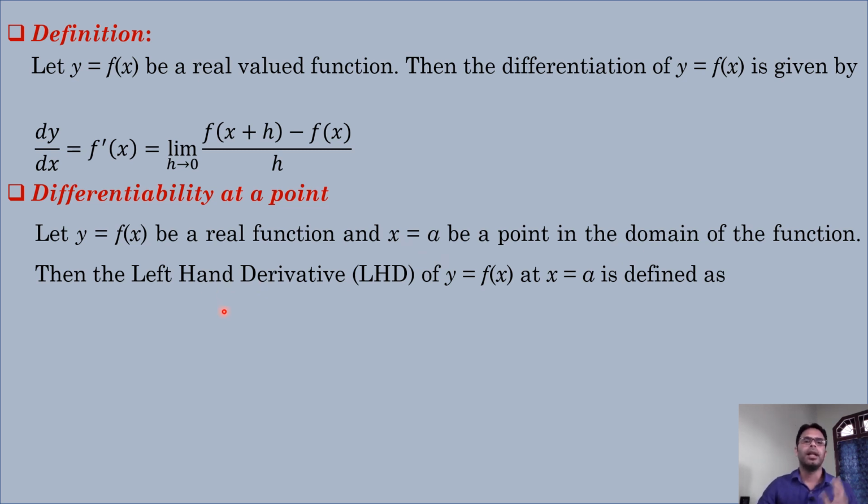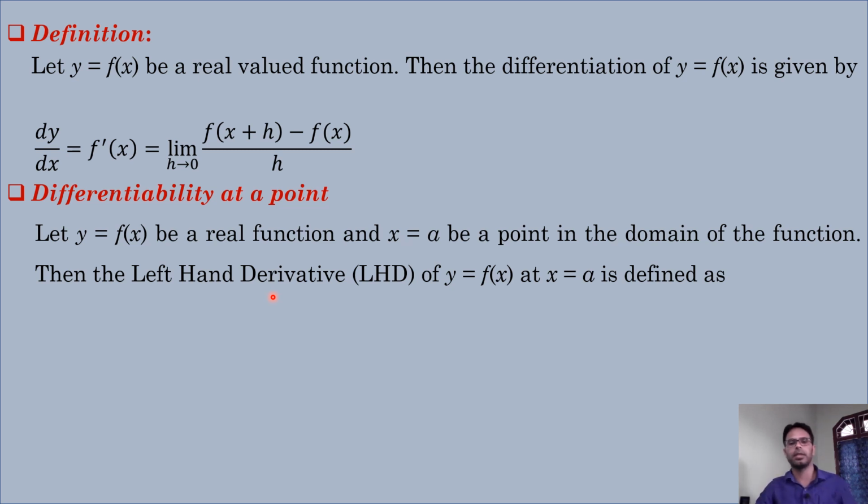Then the left hand derivative will come from here. Differentiability means we have some particular definition at some point. When we discuss the differentiability of a function at some point, then it is necessary to find the left hand derivative and to find the right hand derivative. If the values of the two derivatives, left hand derivative and right hand derivative, are equal, then we say that the function is differentiable.